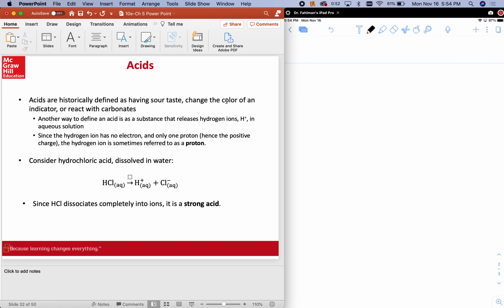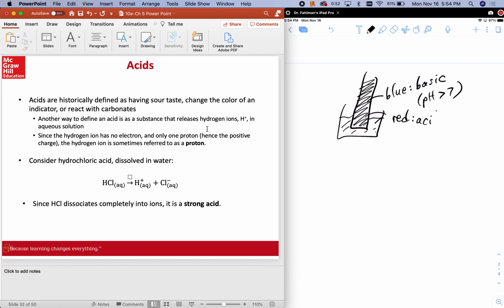And then they change the color of an indicator. There are these pH strips that you'll typically have, for instance, if you have a swimming pool. They're usually a certain color, like blue or red, and when you dip it in an acidic solution, they will turn a different color. Usually, if it's blue, that means that it's basic, and that means a pH greater than 7, and if it's red, it is acidic, and that's a pH less than 7.